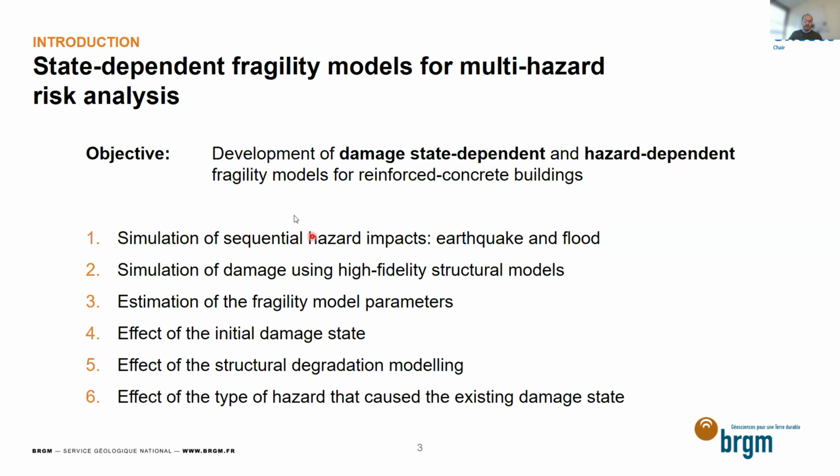Here we have the layout of this presentation and of this work. First, we'll talk about how we simulated the back-to-back hazard actions on a building model. In this case, the hazards are earthquake and flood. Then we'll talk about how we modeled the building for this study. Then we'll explain the calculation of the fragility model parameters, and we'll see the effect of the existing damage state on the seismic fragility curves. Then we'll see the effect of the way we model structural degradation on the seismic fragility curves. And then we'll talk about the effect of the type of hazard that has caused the existing damage.